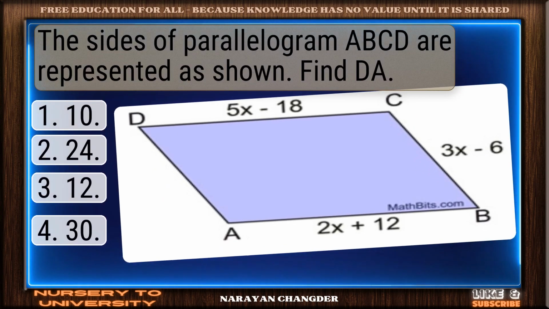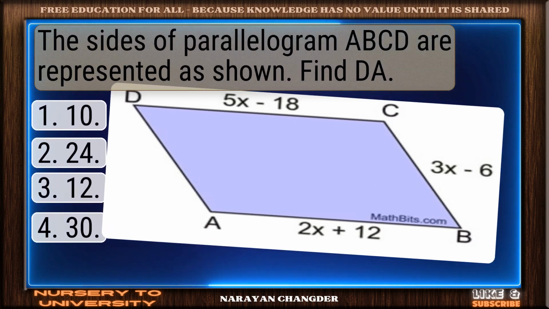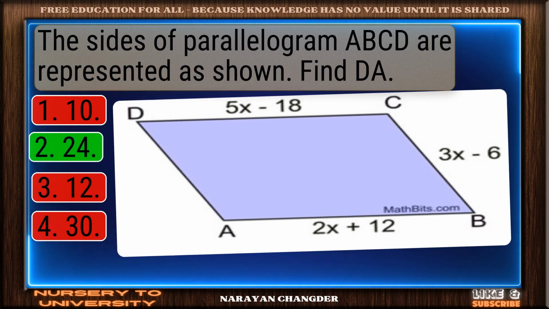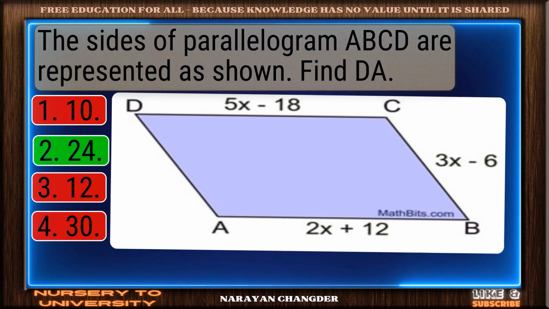Question number 10. The sides of parallelogram ABCD are represented as shown. Find AB. Well done. 24 is the right choice.